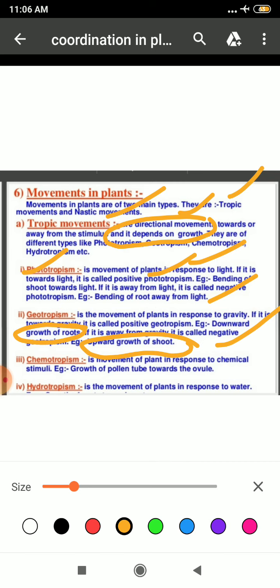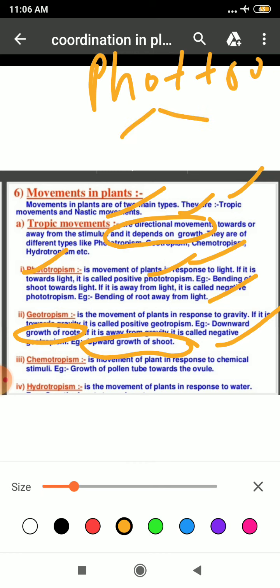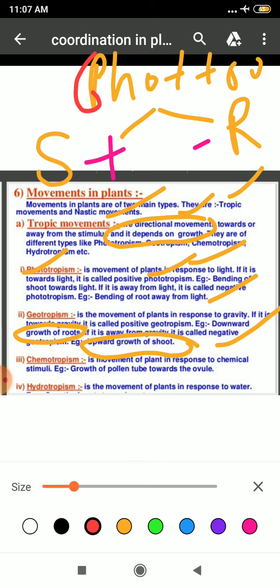Getting? In case of phototropism, here it is your shoot and here it is your root. Clear? In case of phototropism, the shoot shows positive phototropism and the root shows negative. But when it is geotropism, then your shoot shows negative geotropism and your root shows positive geotropism. Why? Because the root moves towards the gravity and not the shoot. Getting? Okay.